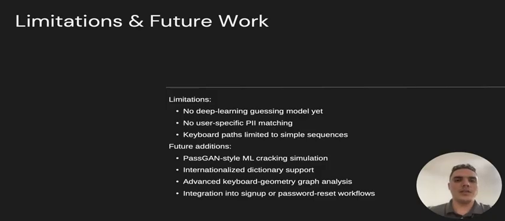We do have limitations. There is no deep learning model yet. PII detection is a heuristic only, and keyboard path analysis is limited to simple linear sequences. Future improvements include PassGAN, style simulation, international dictionaries, advanced keyboard geometry, and API integration, so websites can adopt these analyzers during user registration.